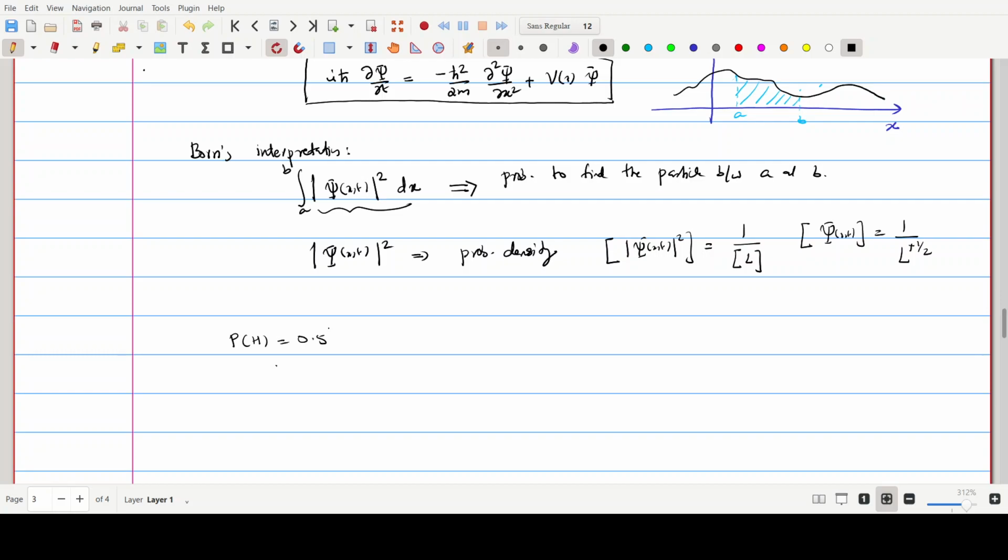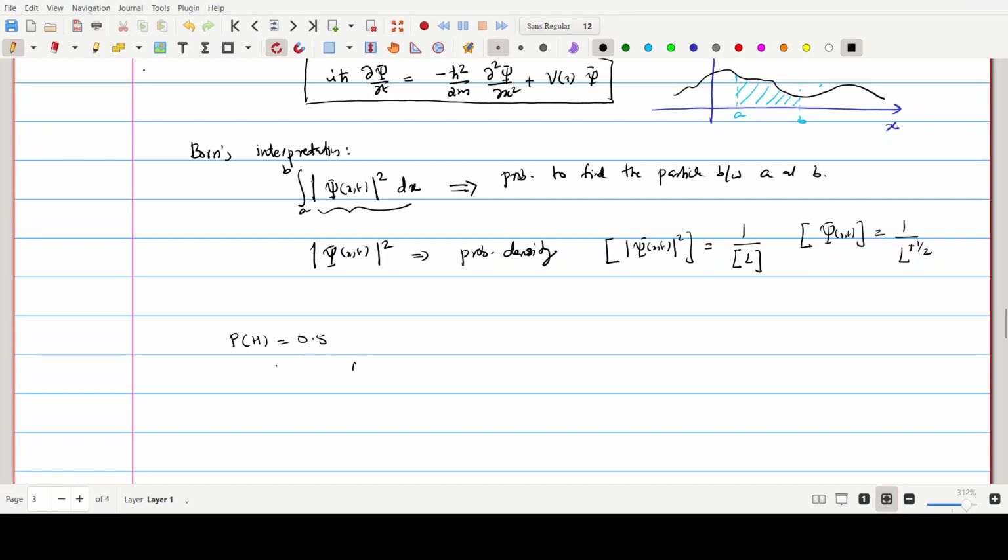This means that you have to check the position of this particle a very large number of times. You have to perform the experiment around 10,000 or 1 lakh times. Then we can see that between A and B there will be some definite probability. That's the only thing we can say.